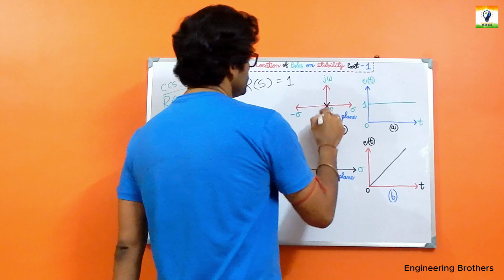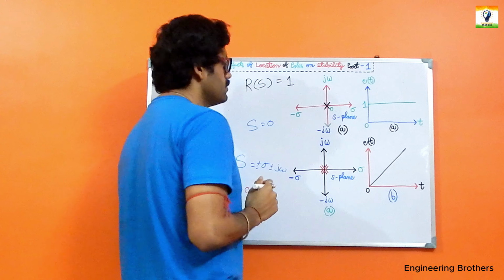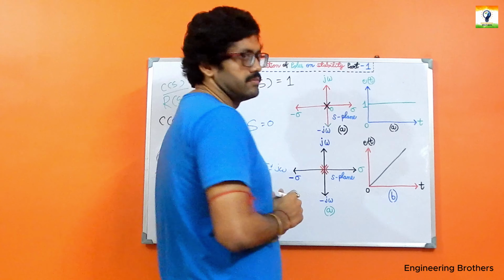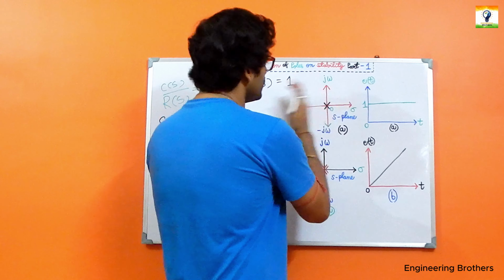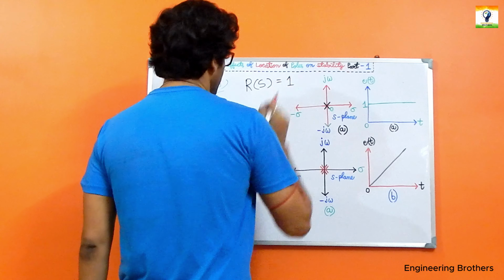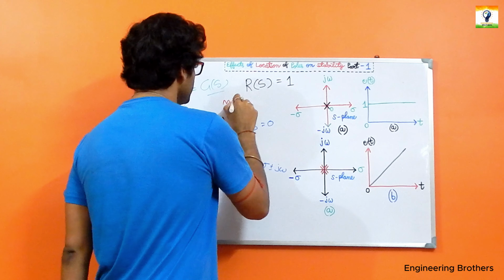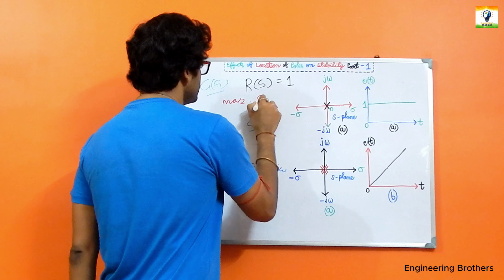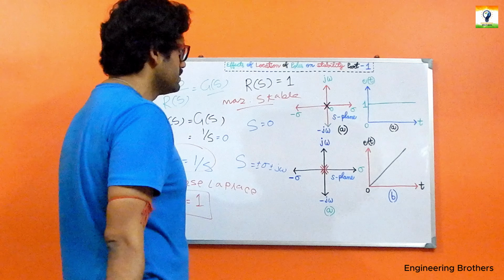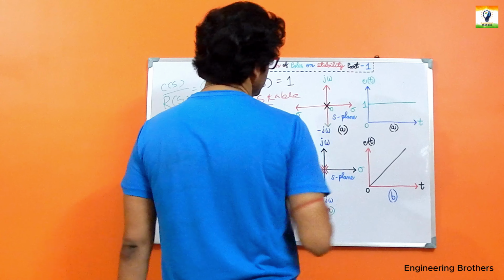Or in the other case, if we shift the pole to the right-hand side of our S-plane, then we can say that the system is unstable. But in between the stable and unstable conditions, if the pole is present there, then we can say that the system is marginally stable. So in this case, the system will be marginally stable. I have already considered these systems.